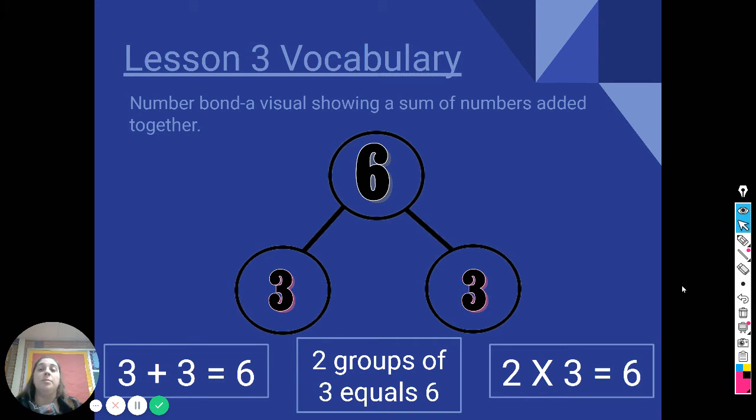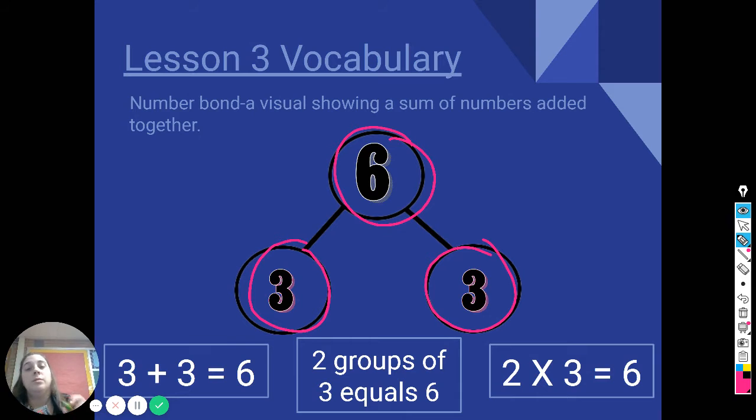The next vocabulary term is number bond. A number bond is a visual showing a sum of numbers added together. So you can see our number bond picture here. It shows a group of 3 and a group of 3, and then they both go together to this bigger number, 6. There's a few different ways to show this. The first way is over here, 3 plus 3 equals 6. We know that the sum of both of these parts, this 3 plus this 3, equals the total or the sum, which is 6.